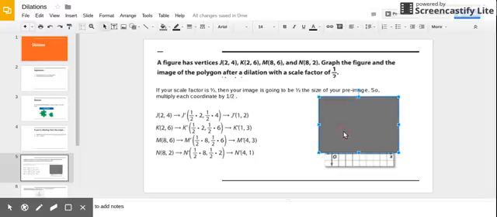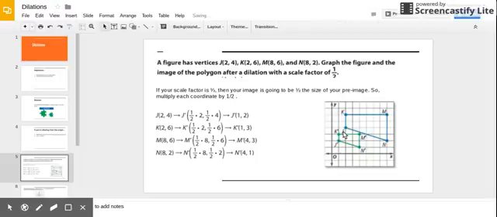Now, if you were to graph this, the original points are right here. So we have J, K, M, N. This is your original image, your pre-image. Then your image is right here. It looks like this. Notice this is half the size of this.